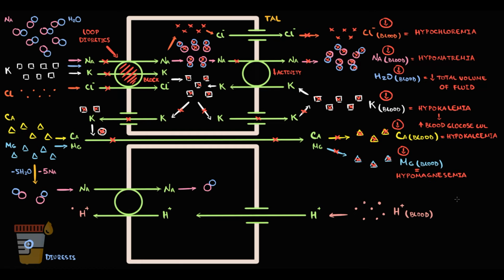So, as a result of the loop diuretic effect, we cannot reabsorb 5 water and sodium molecules. So now there are 5 extra sodium and water molecules that go to the distal regions.